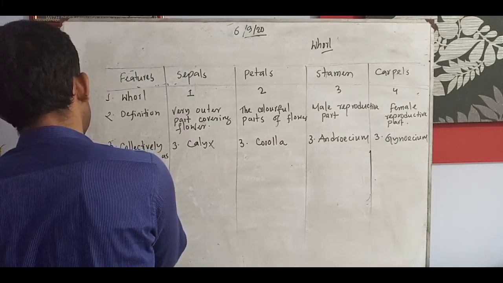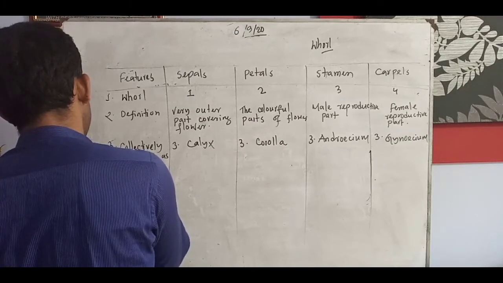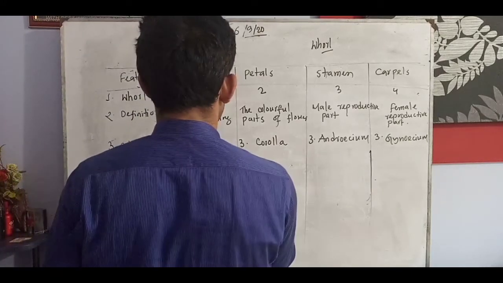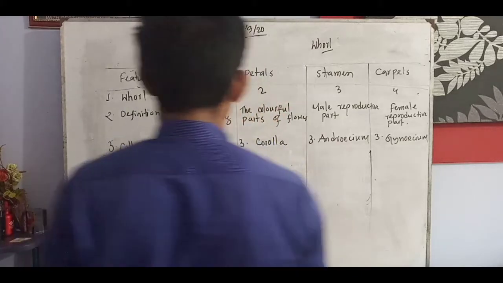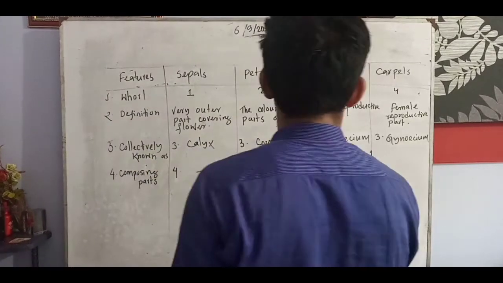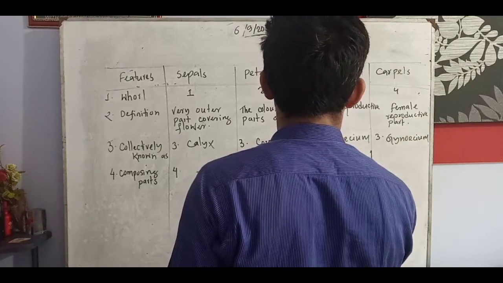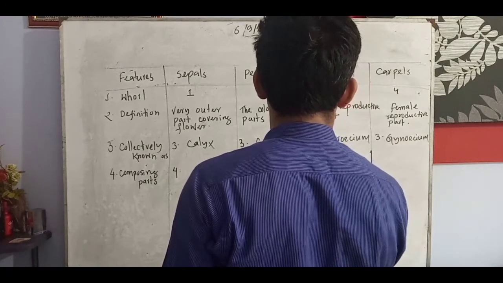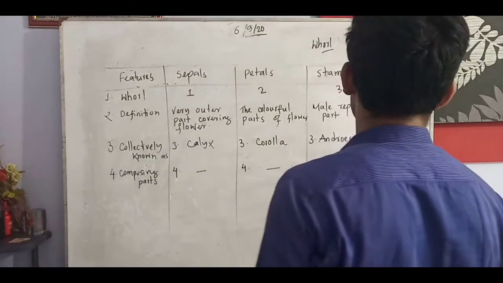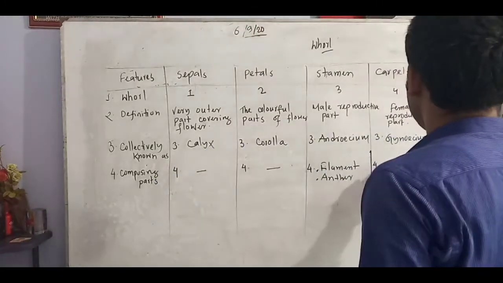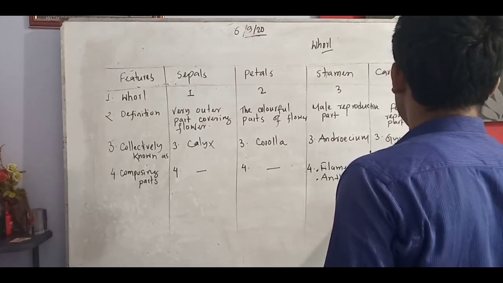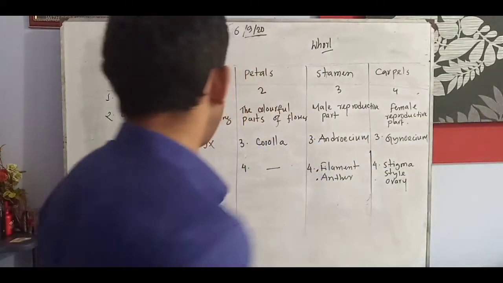Composing parts. It is not for sepals, not for petals, and in case of the stamen, we will try to understand here the filament and anther, and then the carpels we have seen here: stigma, style, ovary.